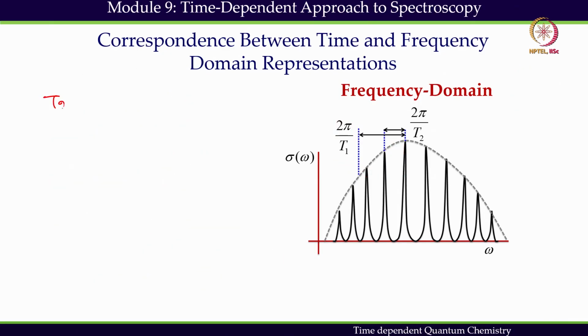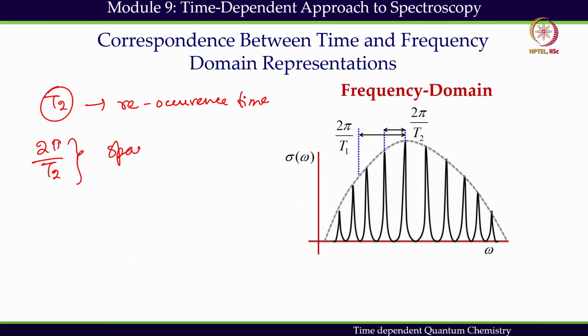What about T2? What have we defined T2? T2 is the reoccurrence time in the time domain. So in the frequency domain it is going to be 2 pi by T2, and 2 pi by T2 is going to correspond to the spacing. When you say spacing between two spectral lines, it is actually representing the reoccurrence of the spectral features here.